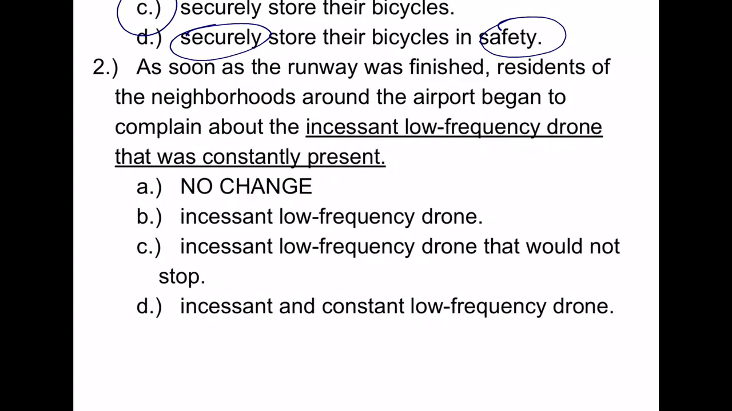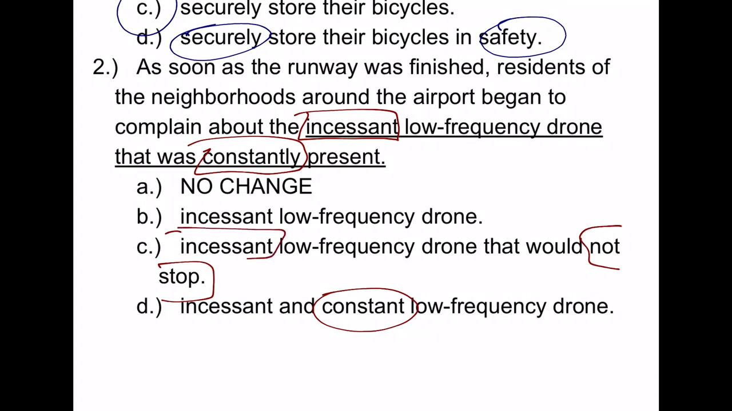Number 2, as soon as the runway was finished, residents of the neighborhoods around the airport began to complain about the incessant low-frequency drone that was constantly present. So this word incessant means without stopping. So constantly or constant and not stop all mean the same thing as incessant. The only one that doesn't repeat that idea twice is choice B.